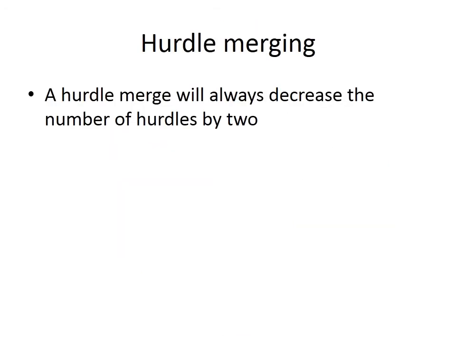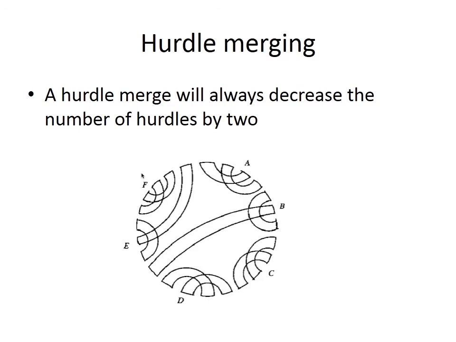With an even number of hurdles, we can do a hurdle merging. And the way a hurdle merging works is you pick the reality edges from two different hurdles and you perform a reversal on those. So a hurdle merge will always decrease the number of hurdles by 2. So if you have an even number of hurdles, it's always going to be more efficient to be performing hurdle mergings than your other options. So let's look at this.